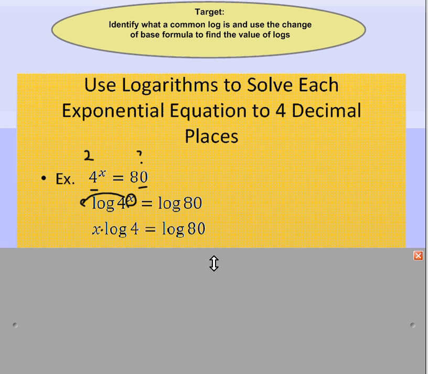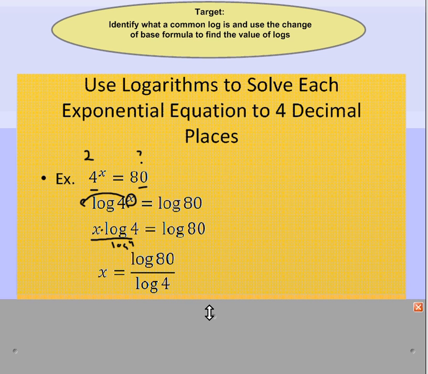Now this is the tricky part. Common log of 4 is a number. That's all it is. It's a number. You can plug it in your calculator and get the decimal equivalent for it. So what can we do with it? We can divide it away. Okay? So we're going to divide both sides by common log of 4.